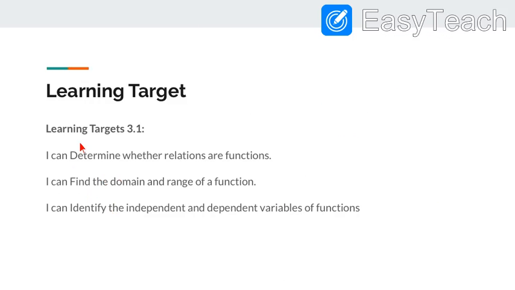Alright, our learning targets today, like always, write these down please in the notes at the top of the notes. The first one is that I can determine whether relations are functions. Second one is I can find the domain and range of a function. And lastly, I can identify the independent and dependent variables of functions. Write down all three in your notes before you move on.